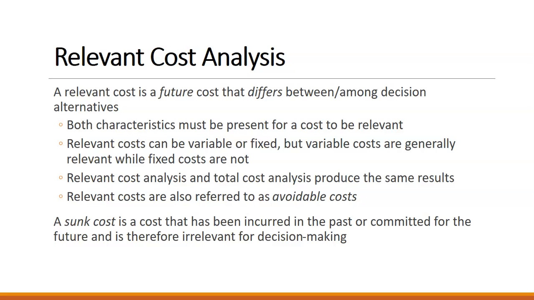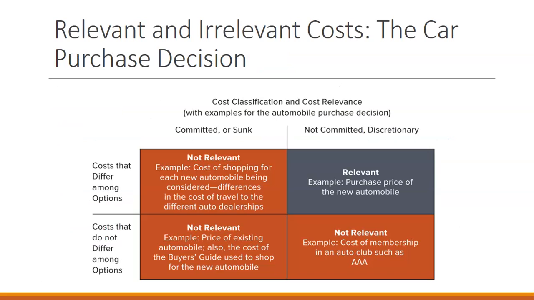A sunk cost is a cost that was incurred in the past or committed for the future, and sunk costs are not relevant for decision making. So when we look at what is relevant or not relevant, costs that differ among options are relevant; those costs that are committed or sunk costs are not. So for example, in the cost of shopping for a new automobile, the difference in the cost to travel to the different auto dealerships is not a relevant cost.